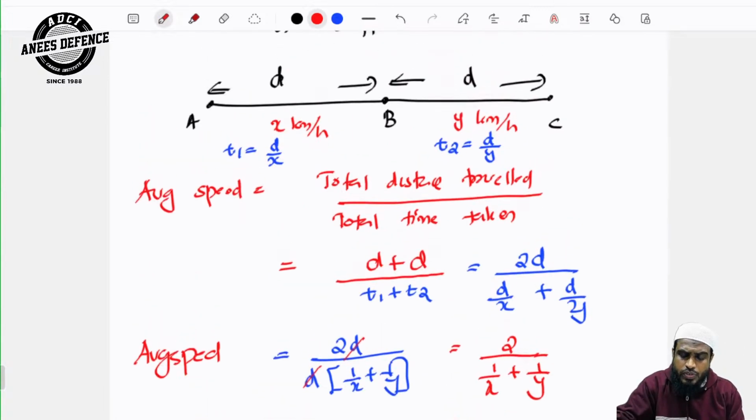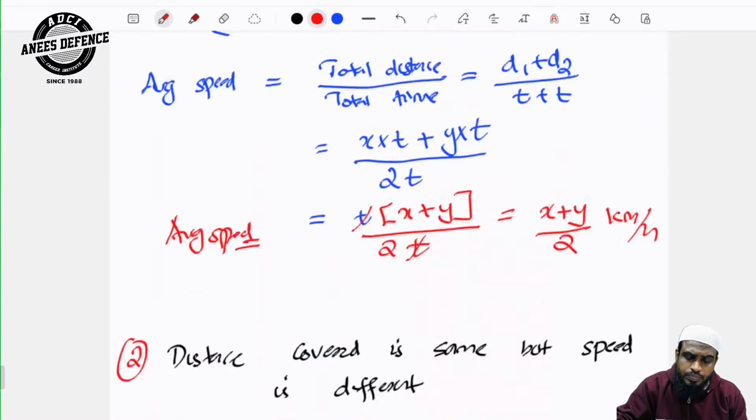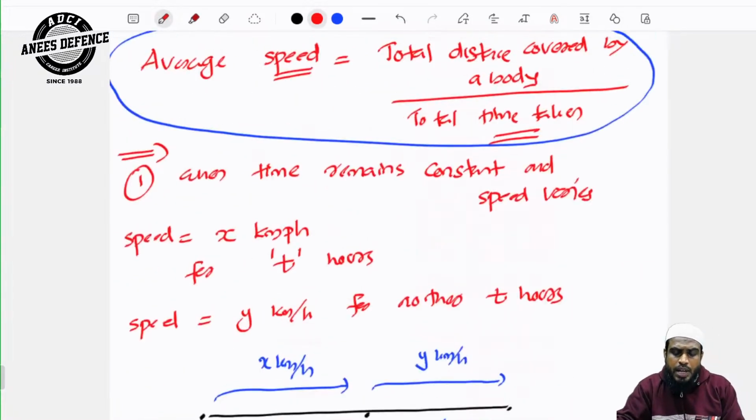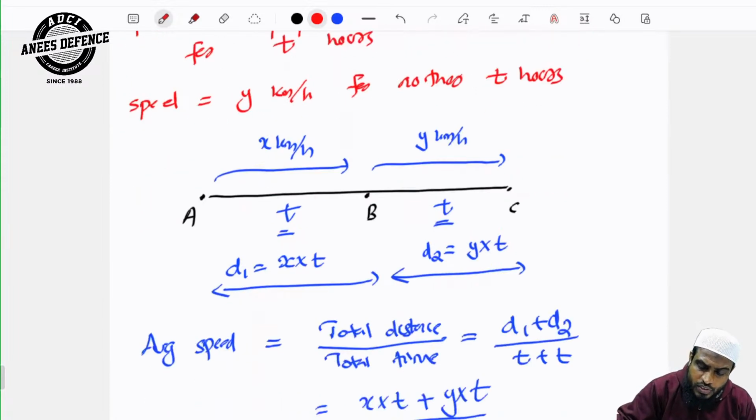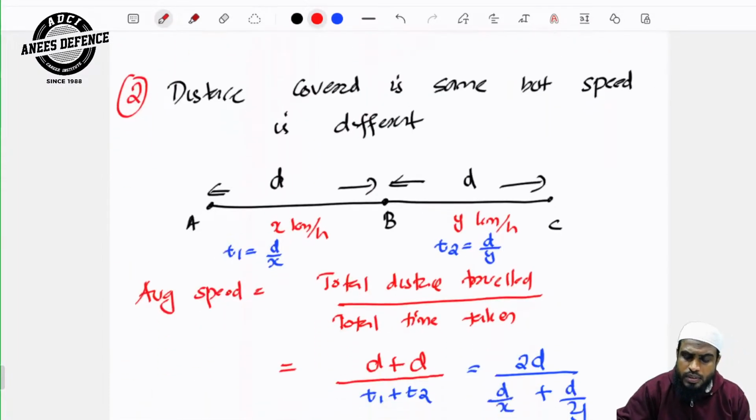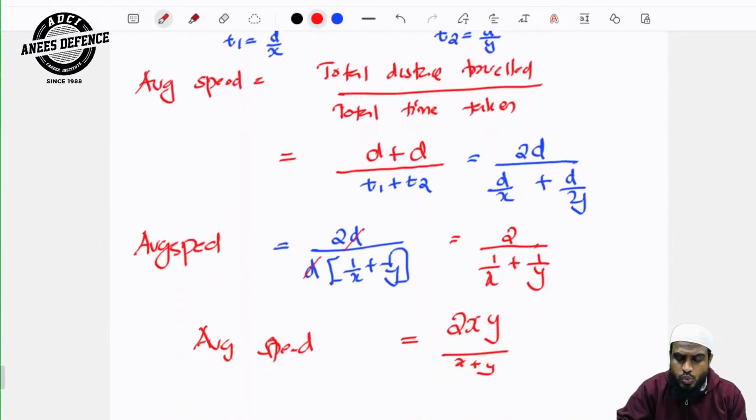So here we discussed the two cases. In the first case, if the person is moving from A to B and from B to C, the time is constant. From A to B, the time taken, and from B to C, time taken is constant. But distance and speed are different. So here the average velocity is x plus y by 2. When the distance is kept constant and the time and speed are changed, there the average speed is 2xy by x plus y. So that is the formula for average speed.